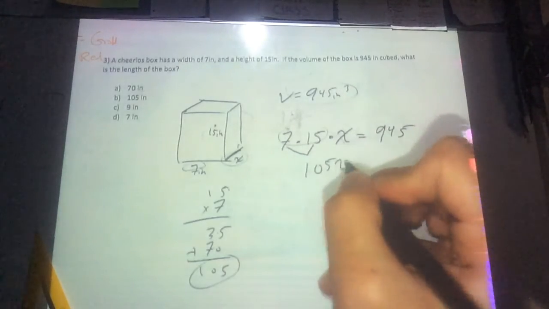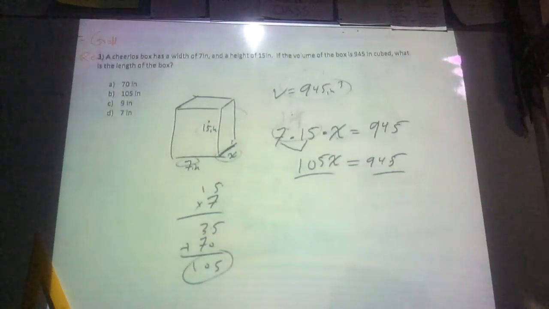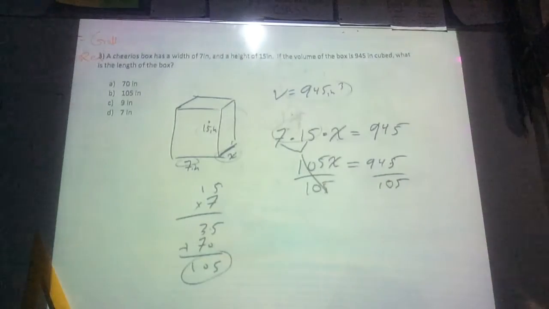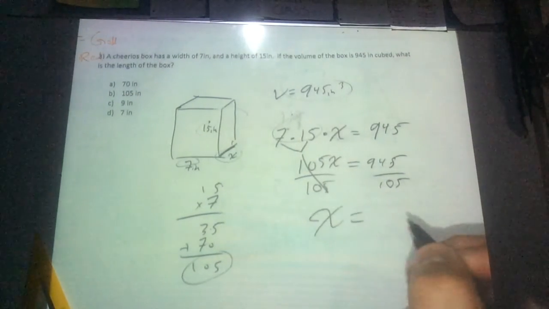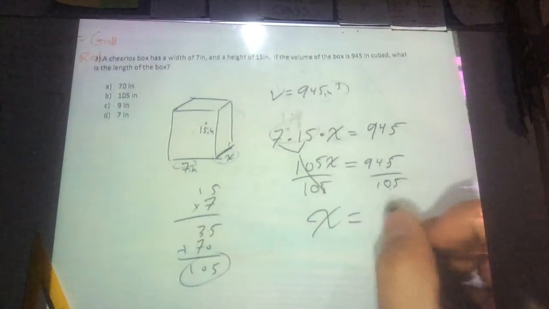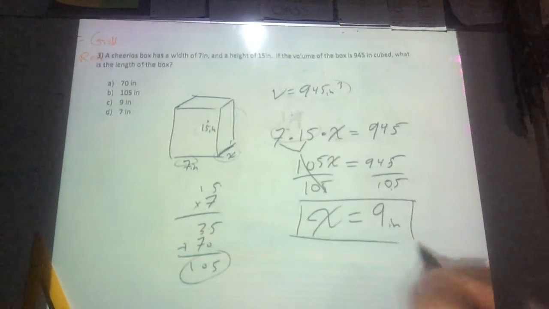105 times x is equal to 945. Now it's just going to be a one-step equation. Divide both sides by 105. These cancel. And x, I believe, is equal to 6. Let me think. Wait, no, 9. x is equal to 9 inches.